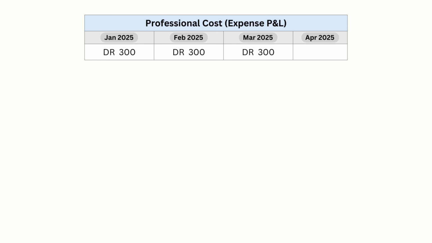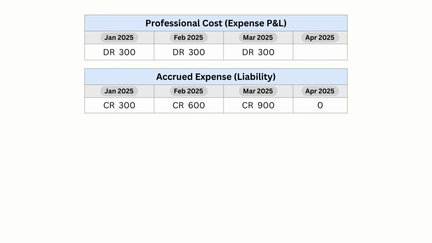Let's now walk through this example month by month using the table. At the top, we have professional cost in the profit and loss. In January 2025, we recognise an expense of £300 because the service was used in January. The same happens in February and March. Each month we recognise £300. You'll notice that April shows no expense because no service was provided in April.